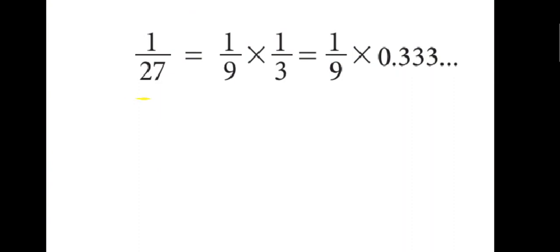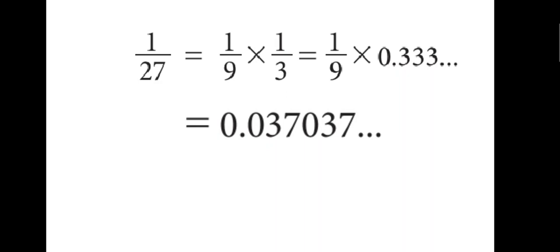1/27 can be written using 1/3 as 1/9 times 1/3, because we have to use the 1/3 expansion. The 1/3 expansion is 0.333, etc. So that is 1/9 times 0.333, etc.